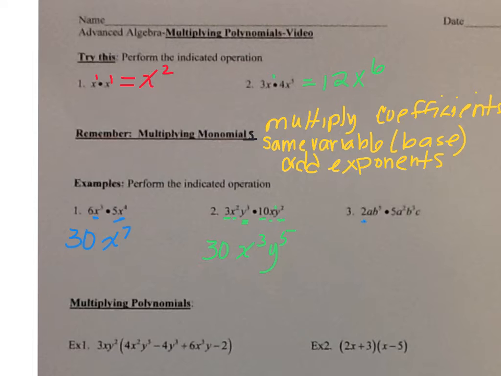All right, and the last one, I threw some a's and b's in here. So we have 2 times 5 is 10. We have a, that's a to the first, remember, times a to the second, that's a to the third. And then we have b to the fifth times b to the third is b to the eighth. And then we have this c. Since we're multiplying, we just carry it along down at the bottom. Okay, so we have 10a to the third, b to the eighth, c.